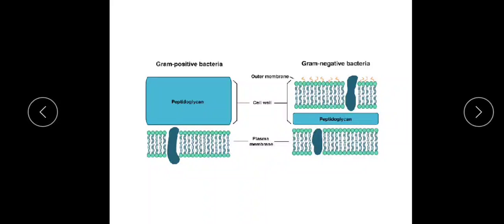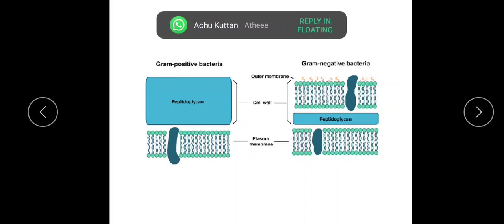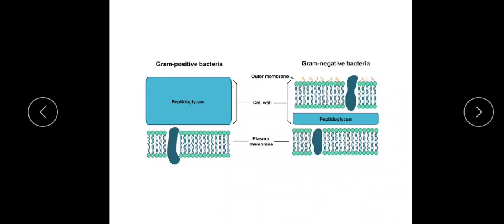And this teichoic acid is also a heteropolymer of glucose, N-acetylglucosamine, amino acids, and ribitol or glycerol. So teichoic acid is a heteropolymer of glucose plus N-acetylglucosamine plus ribitol or glycerol plus amino acids. So that is about teichoic acid.